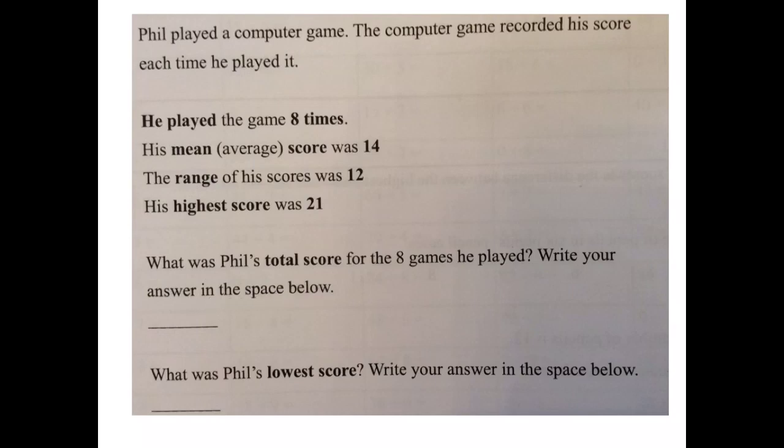So remember, he played the game 8 times and he got a mean, an average score of 14. So that is the same as getting 14 every time he played, all 8 times. So all we've got to do is take our 14 and multiply it by 8. Or you could add all those 14s. 8 fours are 32, 2 down, 3 over. 8 ones are 8, plus the 3 is 11. So his total score was 112.